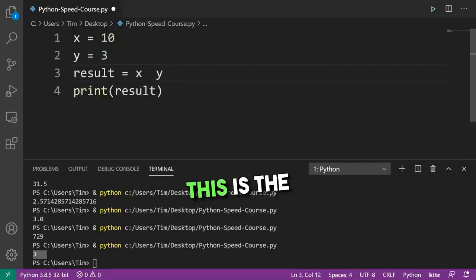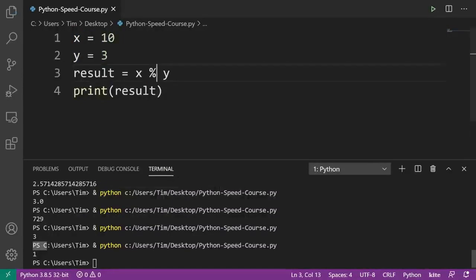Next is mod. This is the percent sign. This returns to us the remainder after a division. In this case, 10 mod 3 is going to be, well, the answer is 9, and then remainder 1.